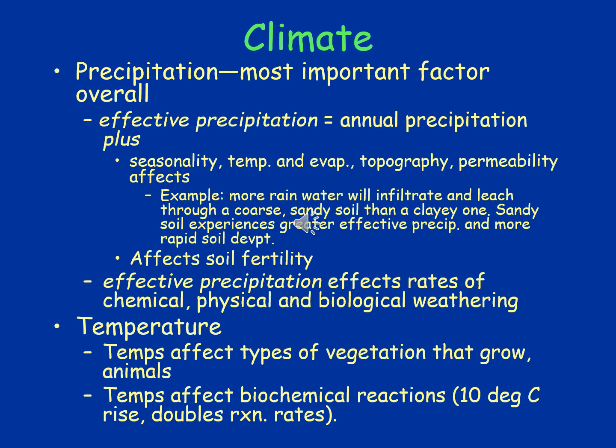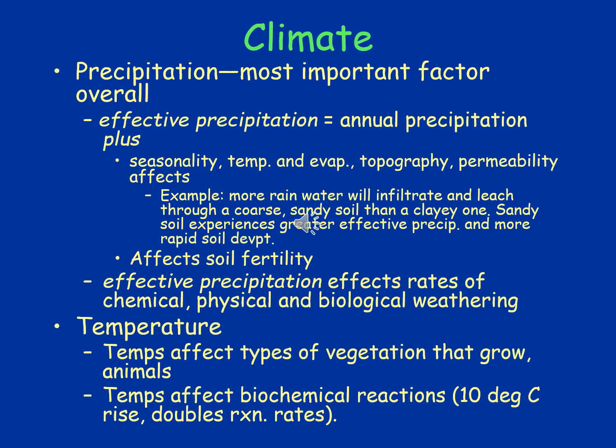So that's what effective precipitation means: taking how much water comes down as rain or snow, but also the seasonality of it, the permeability of that soil, temperature, and all those things that affect soil formation and the fertility of that soil. Effective precipitation affects the rates of chemical, physical, and biological weathering. Temperature, of course, is important too. It affects the types of vegetation that can grow and the reaction rates of these weathering processes as well.